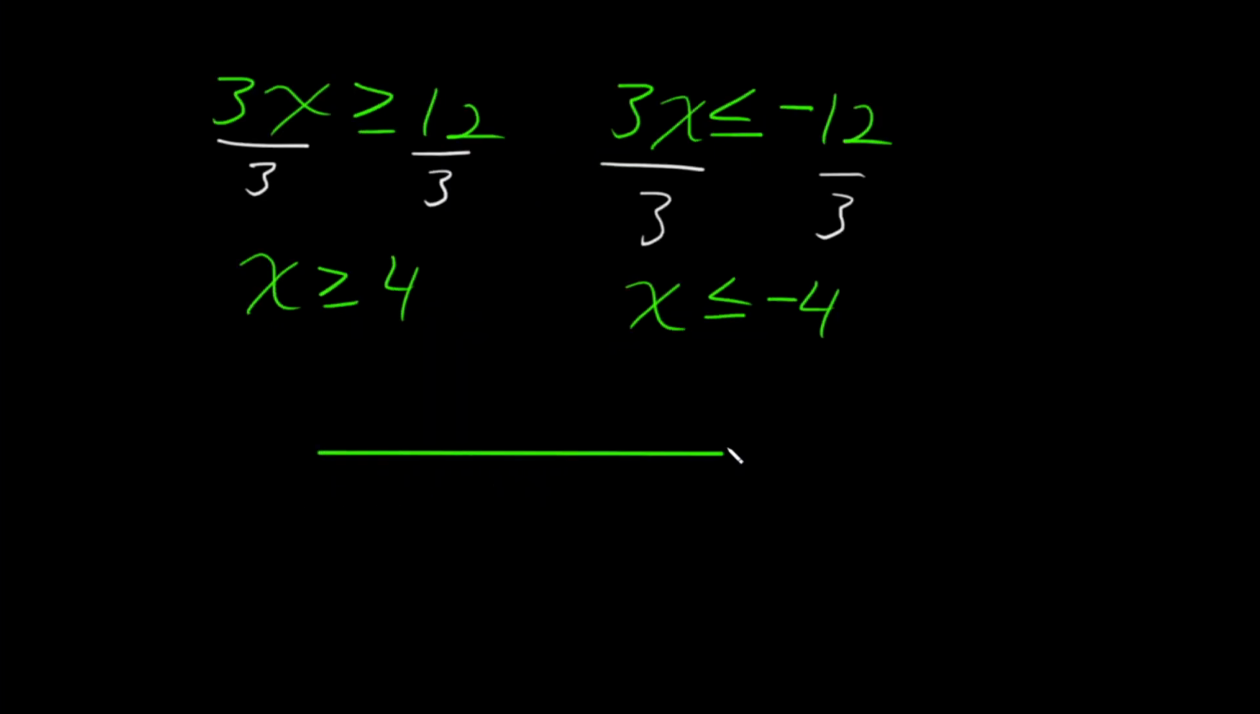We'll put this on the number line. We know that x is greater than or equal to 4, so we're shading to the right of 4. And because of the or equal to, it needs to be a closed circle. On the other side, x is less than or equal to negative 4, so a closed circle. And we'll shade to the left. Clearly, we can see that these do not converge towards each other. So like we saw before, this will be an OR statement.